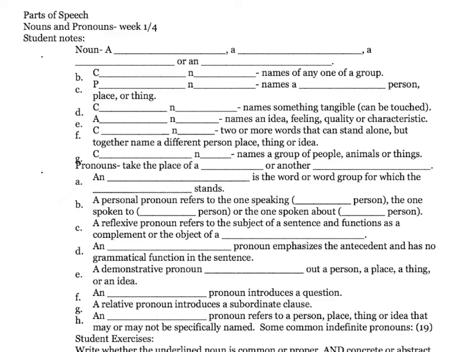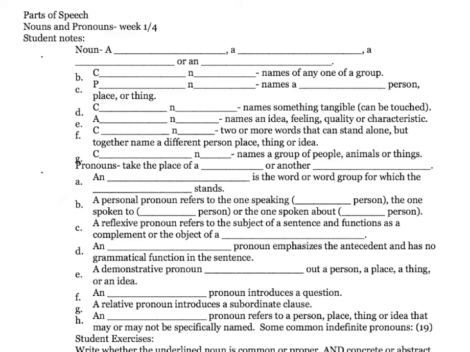Know that a common noun is what names any one of a group. Those common nouns are not typically going to be capitalized. They are just very general and non-specific. And then a proper noun is going to name a specific, particular person, place, or thing. Know that also a concrete noun is going to name something that's tangible. You have to be able to touch it.